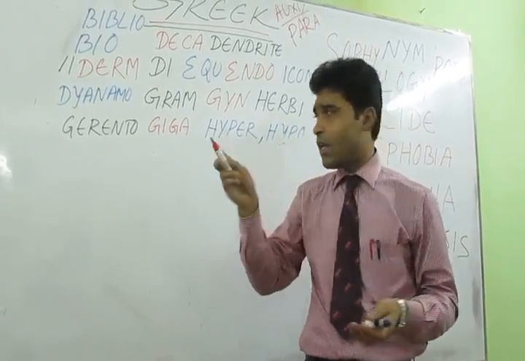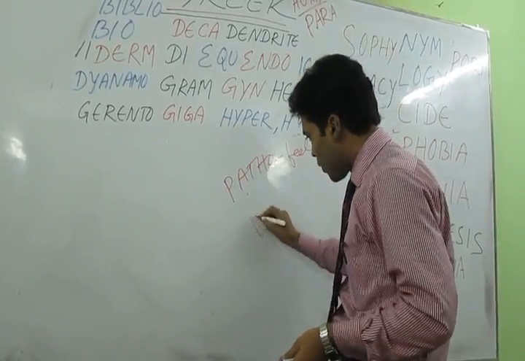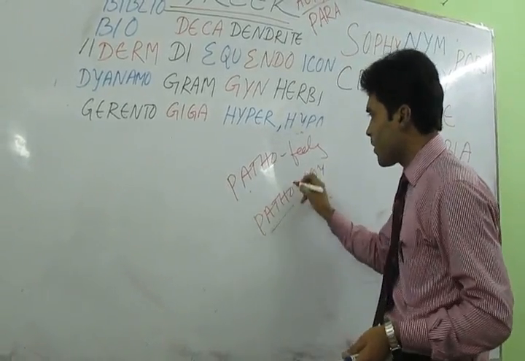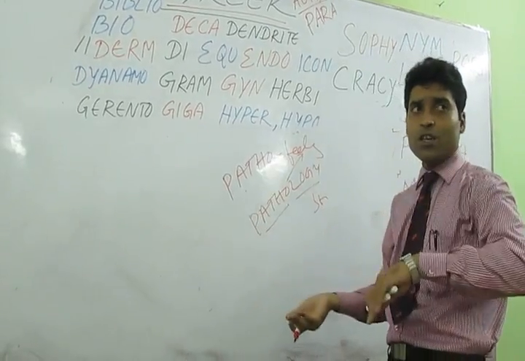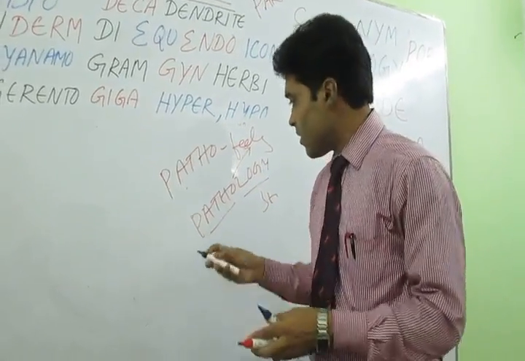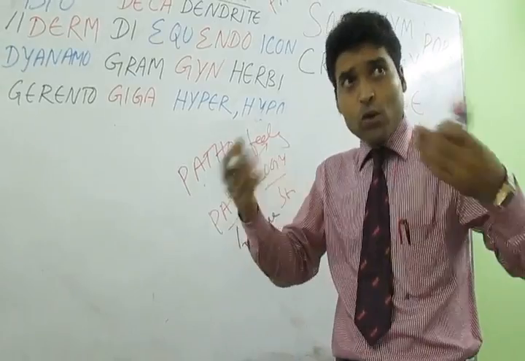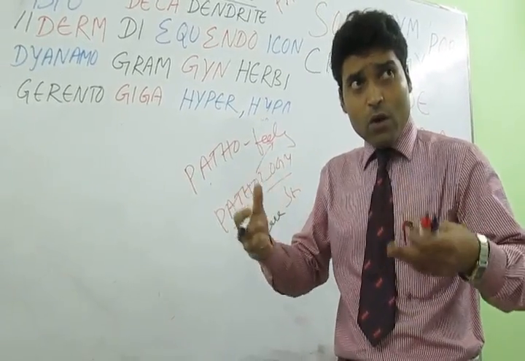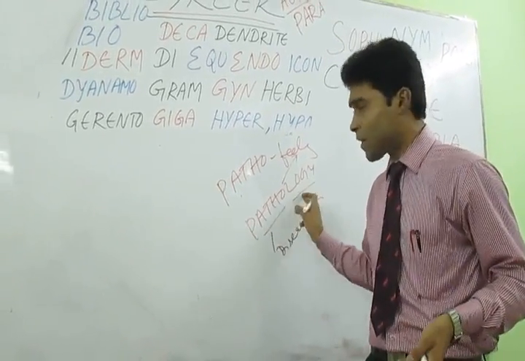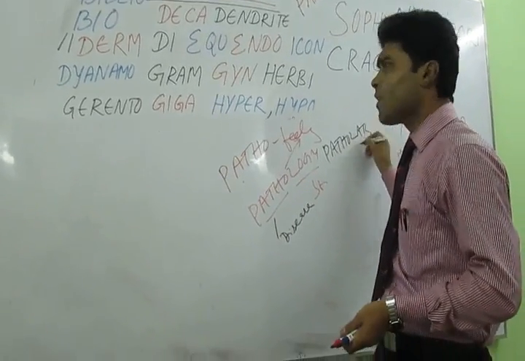If I have feelings, we call it patho, P-A-T-H-O. Patho means feeling. Pathology is the laboratory: logy means study, and patho means feeling, so the study of feeling is pathology. Patho also means disease, so disease study is done in the laboratory. Researchers research the disease; we call it pathology. Patholab is another word. Please remember patholab.